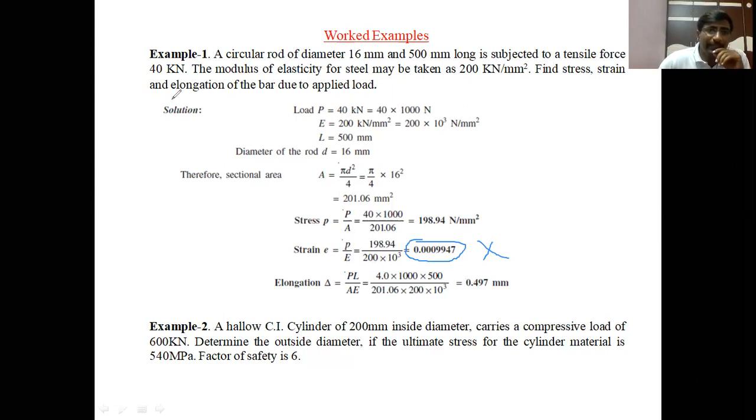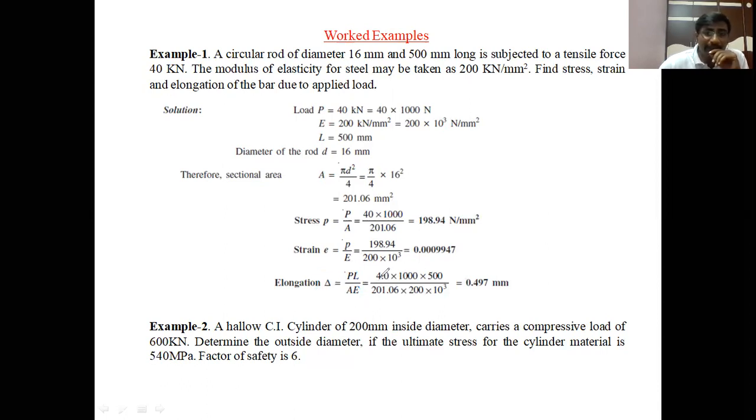Then the third parameter which we want to calculate is the elongation of the bar. Elongation means change in length or increase in length. It is represented by delta or delta L. Here, delta is the elongation or extension of a member, and the formula which was derived in the previous class is PL by AE. P is the load applied on the member, L is the initial length of the member, capital A is the cross-sectional area of the member, and E is the Young's modulus in that equation.